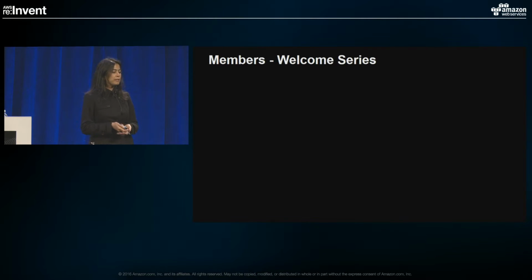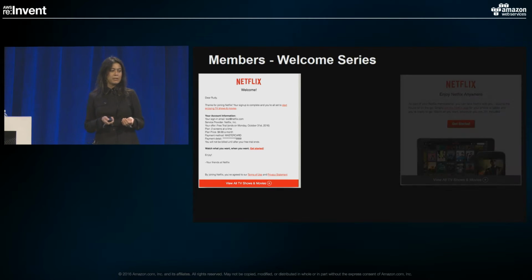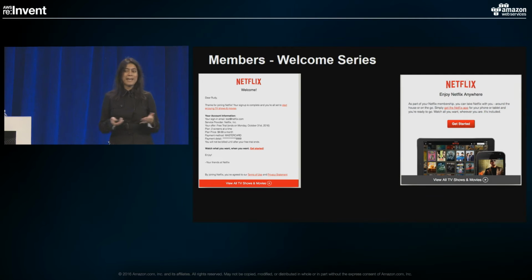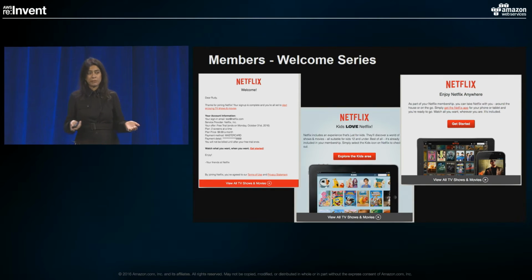We start with the sign-up confirmation message, which is essentially telling members about their plan, how much it's going to cost them when their free trial ends, what is the email address on file, and a pointer to get them started. And then after that, we start talking about features on Netflix. So this includes things like, hey, you can catch Netflix on all your mobile devices. By the way, did you know we have a kids area, which is really great too.